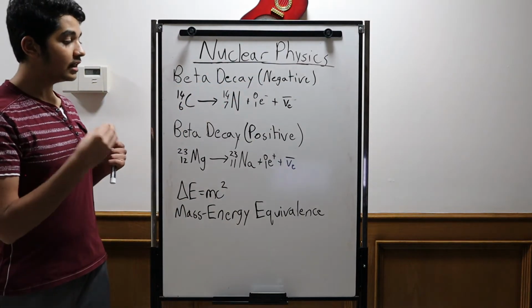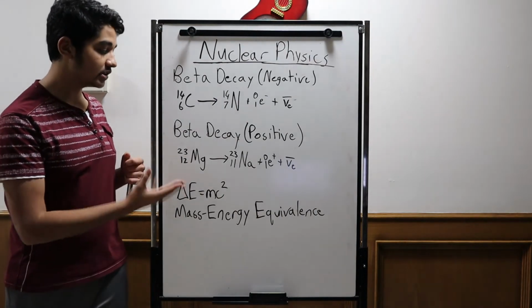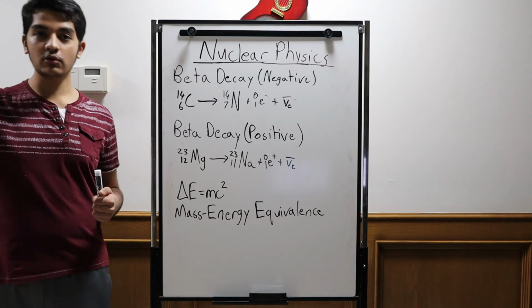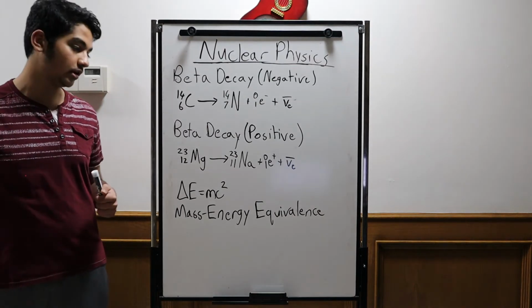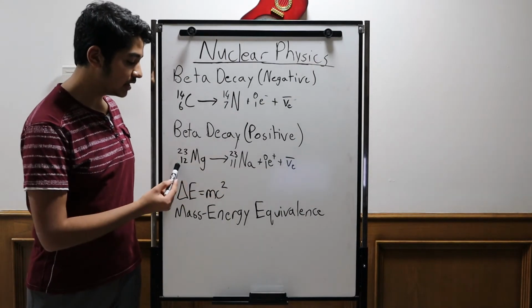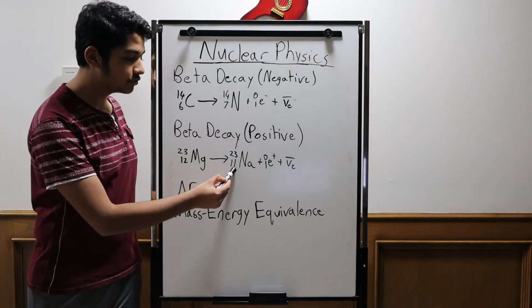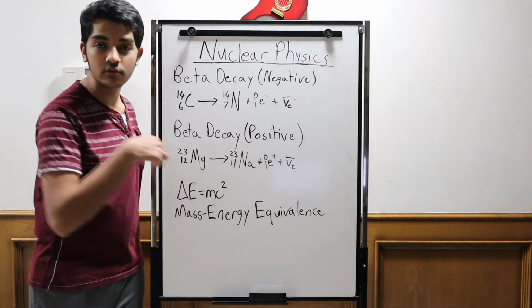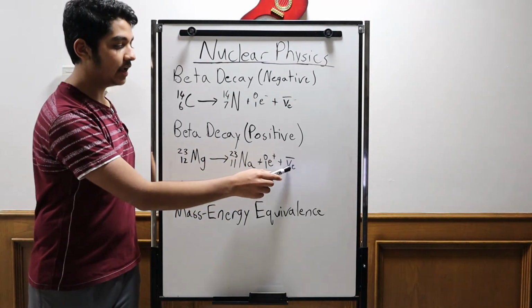And then we can look at positive beta decay as well, in which a proton turns into a neutron, and in this process it ejects an electron. So here we see magnesium-23 turn into sodium-23 because one proton turns into a neutron, and to balance that charge, it emits a positron outside of the atom and a neutrino.